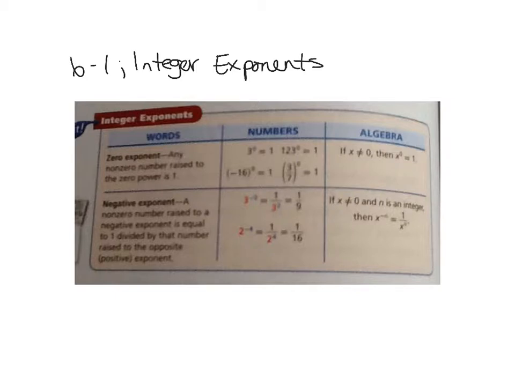So like this one's in the numerator and it went down to the denominator, same with this. But if your negative exponent was in the denominator, you would put it in the numerator to make it positive.